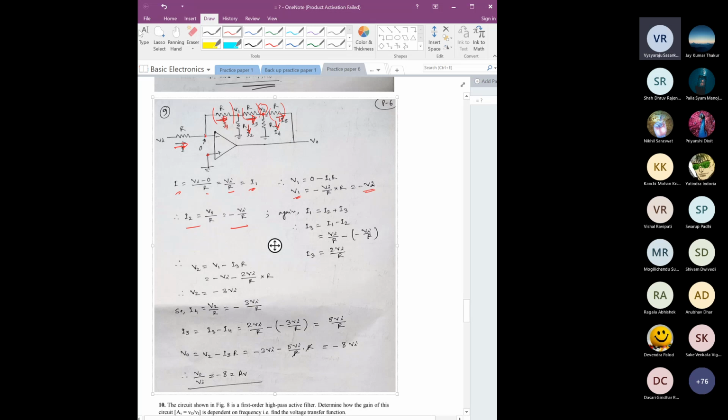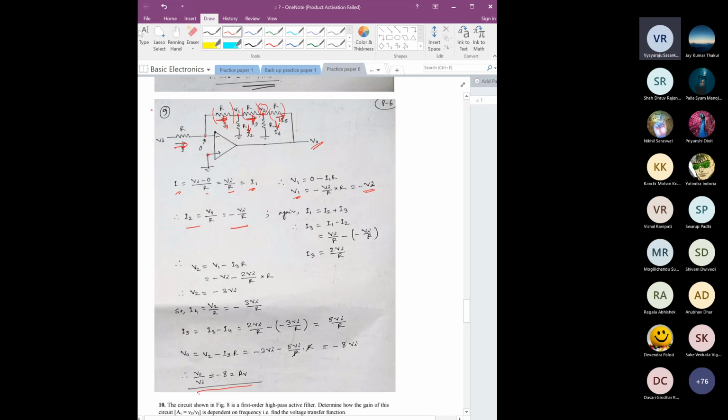If you proceed like this, finally you will be able to find what is this V output. For this particular case, this V output comes out to be minus 8. Sorry, minus 8, how can it be volt? Because it is gain, the ratio of two voltages, so it should be an unitless quantity.